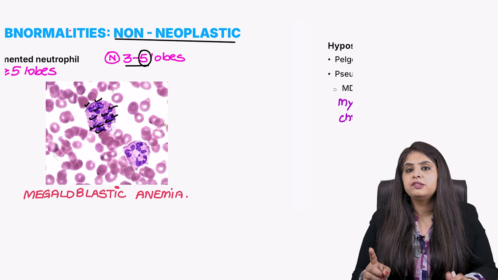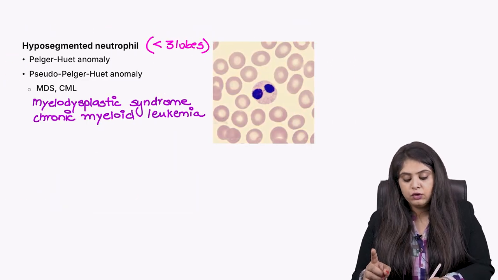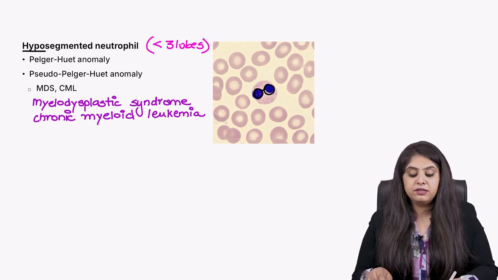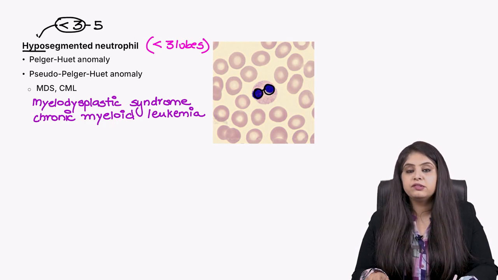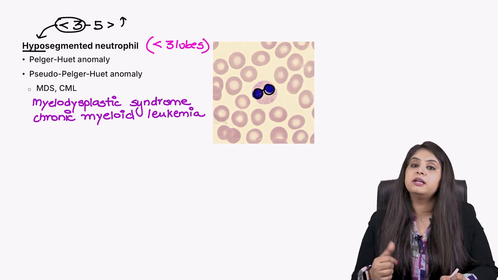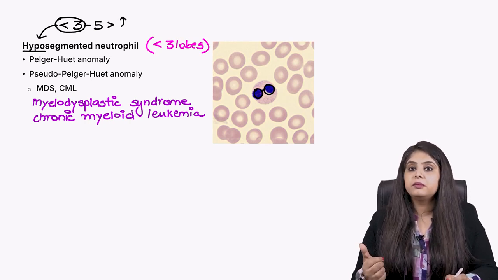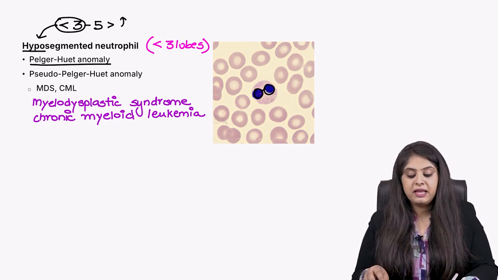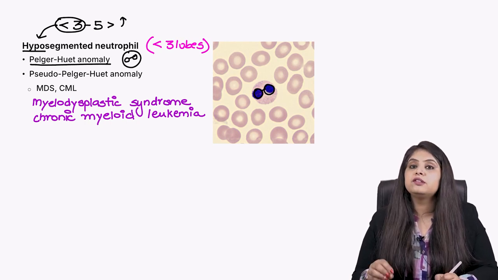But what if there are no segmentations? What if there are less than 3 lobes? Like I can see only 2 lobes over here. Then ma'am, you will call it hyposegmented. So I know that normal is 3 to 5. Anything less than 3 will become hyposegmented, and anything more than 5 will become hypersegmented. So hypersegmented was seen in megaloblastic, and hyposegmented is seen in something called Pelger-Huet anomaly. So whenever you have a neutrophil with 2 nuclei, it is known as Pelger-Huet anomaly.